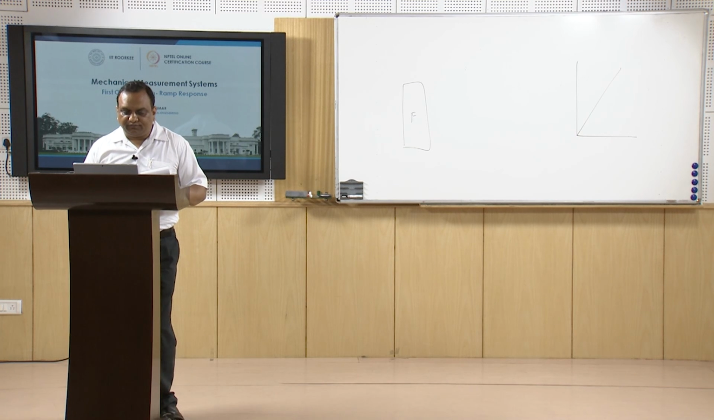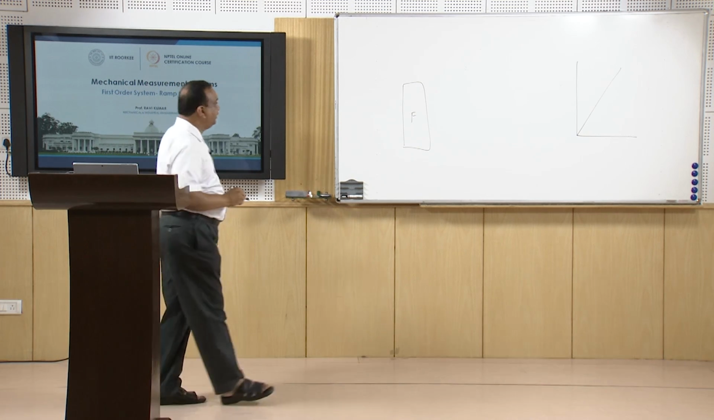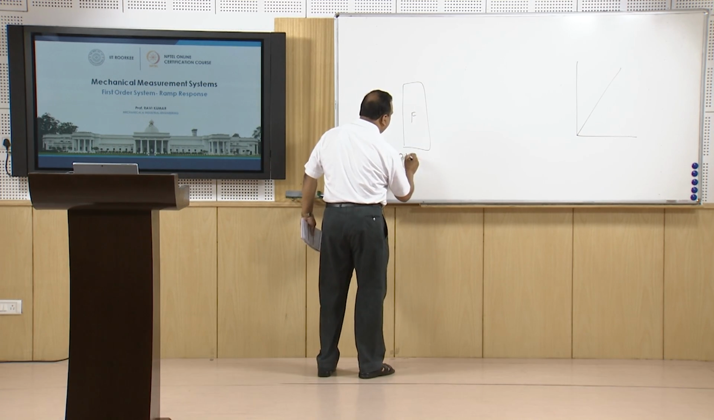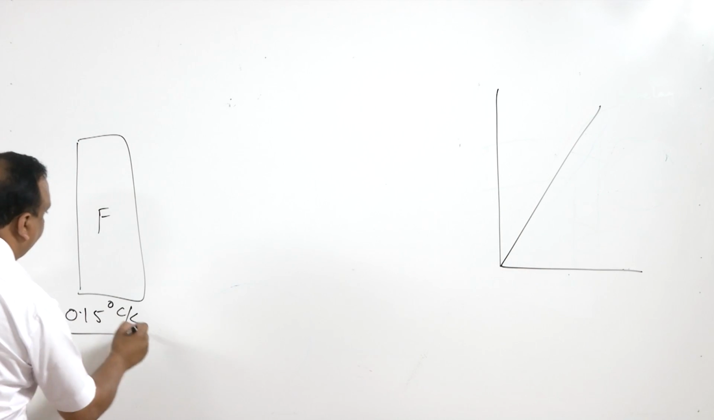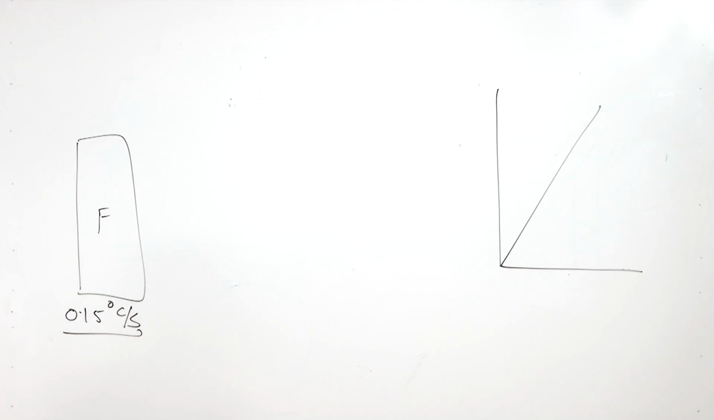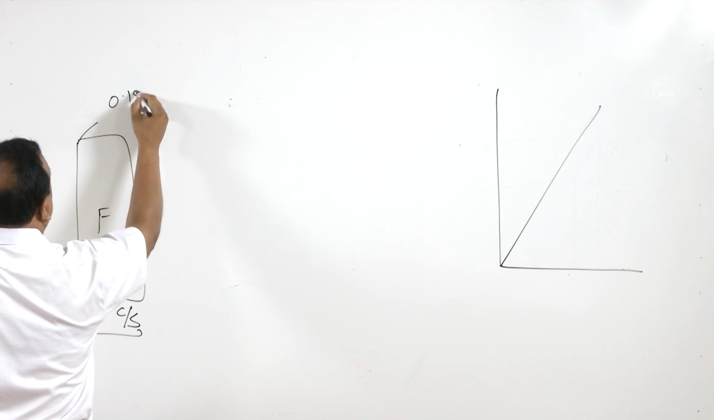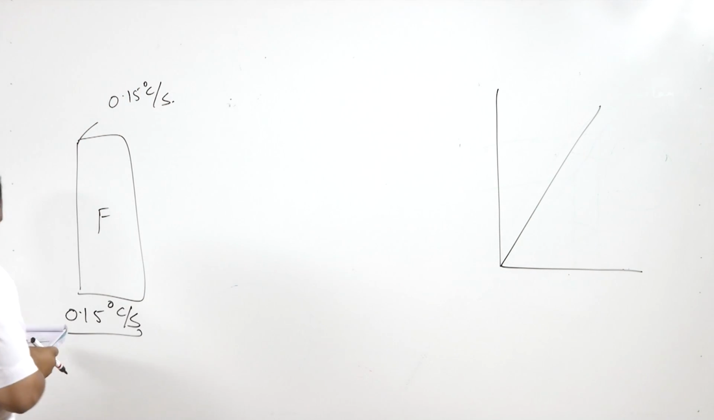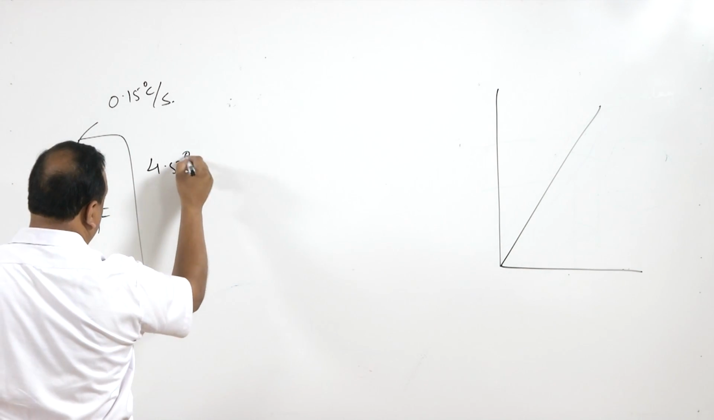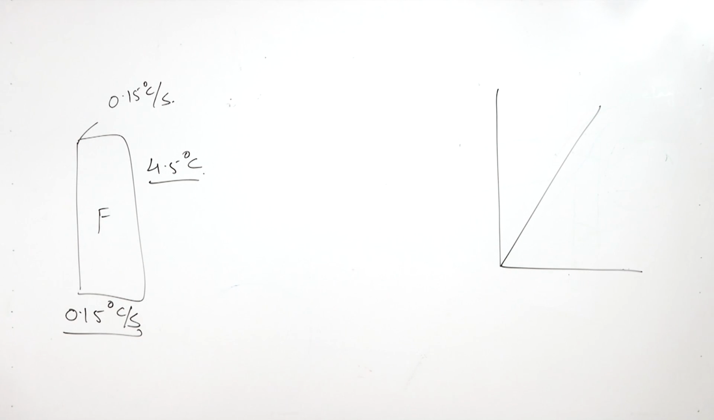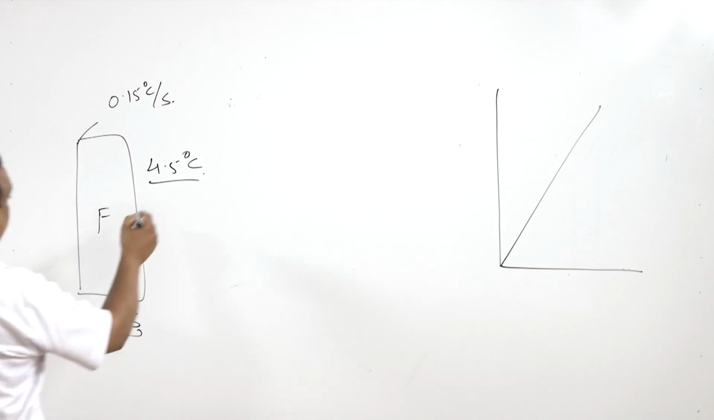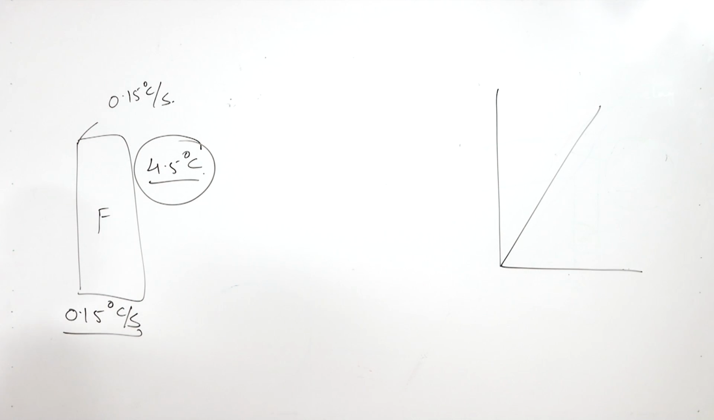Calculate the time constant of the transducer if the furnace temperature increases at the rate of 0.15 degree centigrade per second. So the temperature of the furnace is rising at a rate of 0.15 degree centigrade per second, and the maximum permissible error in the measurement of the surface temperature is 4.5 degree centigrade, and we have to find the time constant.